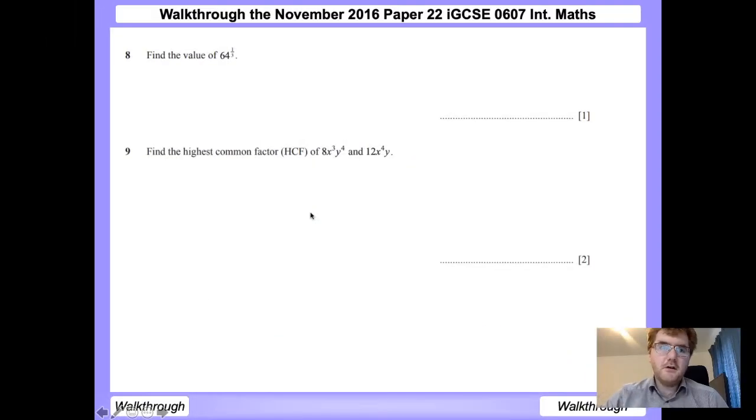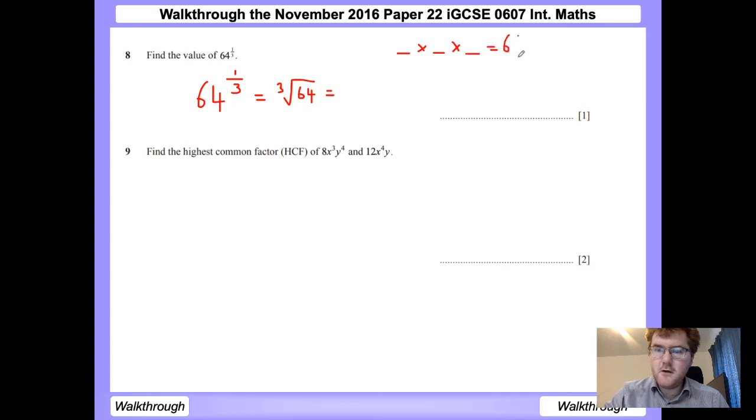We are now on to question 8, which is finding the value of 64 to the power of a third. So remember, whenever you have a fraction as an index, then it's some kind of root, and because we have a 3 here, it's going to be the cube root of 64. And remember, cube root means something times something times something is equal to 64. What would that something be? Remember, it's a non-calculator paper. Well, that's going to have to be 4, because 4 times 4 is 16, 16 times 4 is 64.